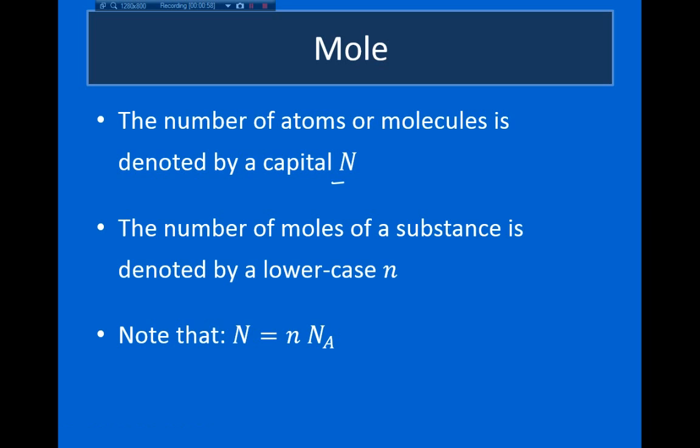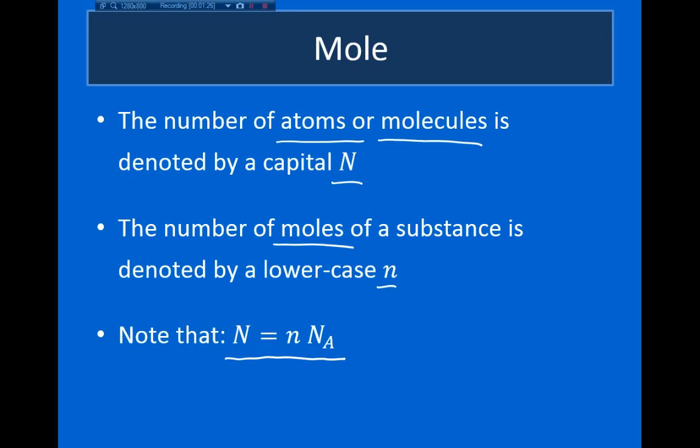So when we're working through equations, I'll be using the following notation. I'll use a capital N to refer to the total number of atoms or molecules in the system, and I'll use a lowercase n to refer to the number of moles. Now, because 1 mole is equal to Avogadro's number of molecules, if I have n moles, the total number of molecules is the number of moles times Avogadro's number. So this equation right here gives us the relationship between the total number of molecules and the number of moles.